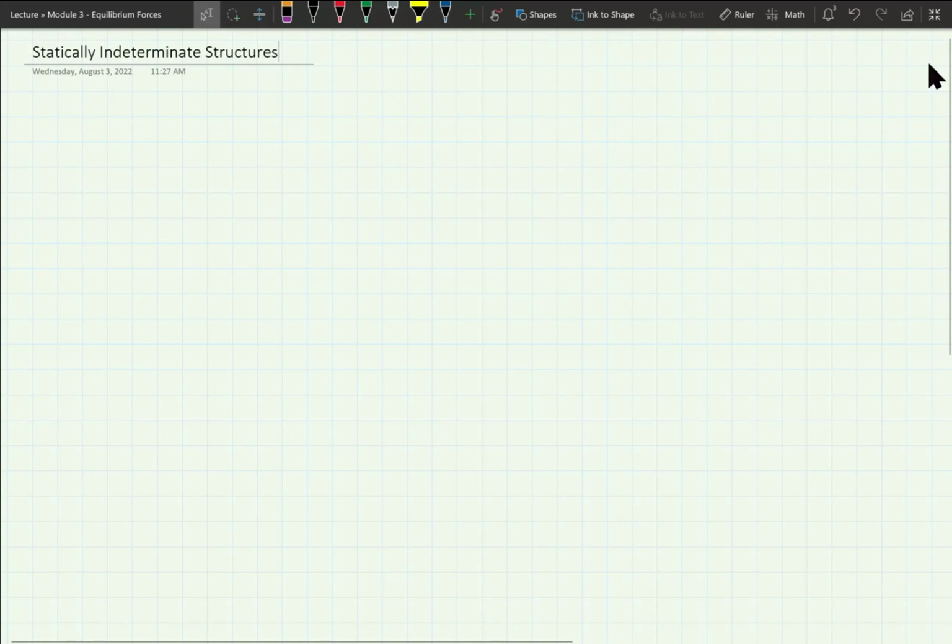Alright, we're going to do statically indeterminate structures. Now this is a whole section that's really an advanced topic, and we're not going to get into it in a lot of statics here, but it's important that I think that you see this and understand it.